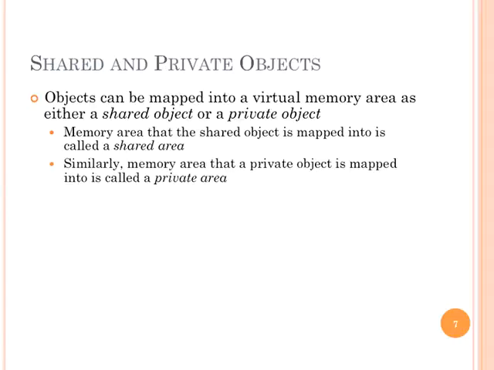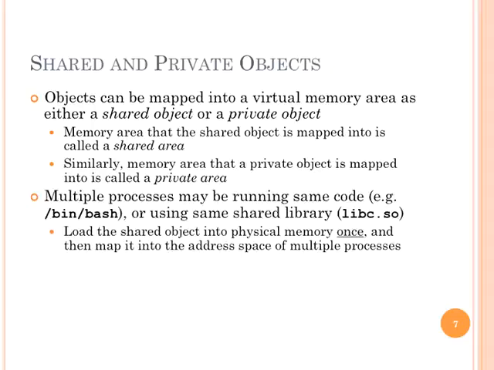Okay, so then the next part of this is what I was saying before about, well, when I evict a page, where does it go? Who all gets to see the changes that I make to this thing that I load into virtual memory? And so you have either shared objects or private objects. Like I say, these are just terms, so the memory area that the shared object is mapped into is called a shared area because multiple processes can see that area. Same thing with private objects. You map it into a private area, and only one process gets to see it.